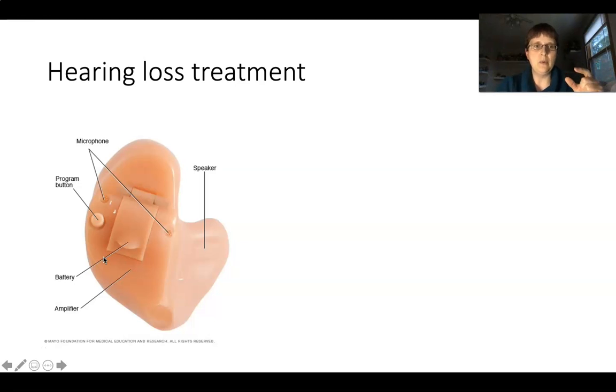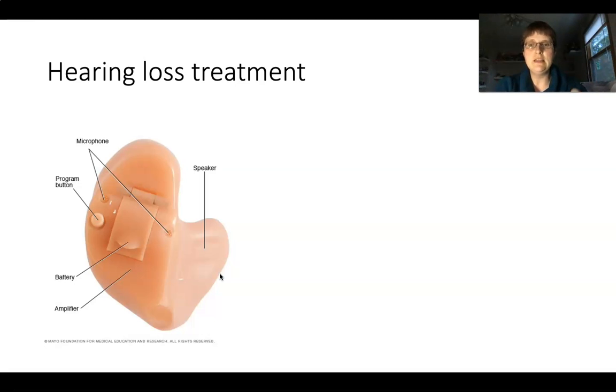So they're going to have a small part of electronic gear in them so that it will amplify the sound, because sometimes the problem is that the hammer, anvil, and stirrup aren't going to be enough to amplify the sound to fix the hearing loss issue. And so that amplifier is going to boost the signal going in, and then it's going to send it to the speaker, and the speaker is going to be pointed into the ear canal, and it will send those amplified, boosted sound waves into the ear for the individual.